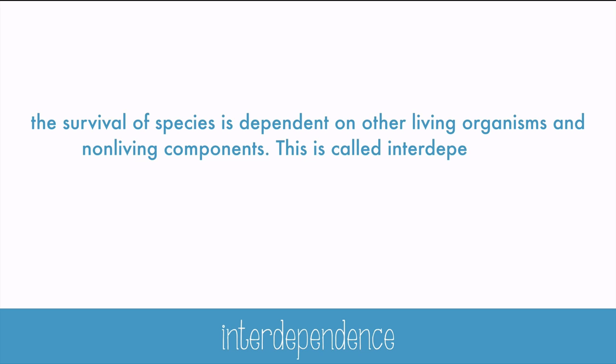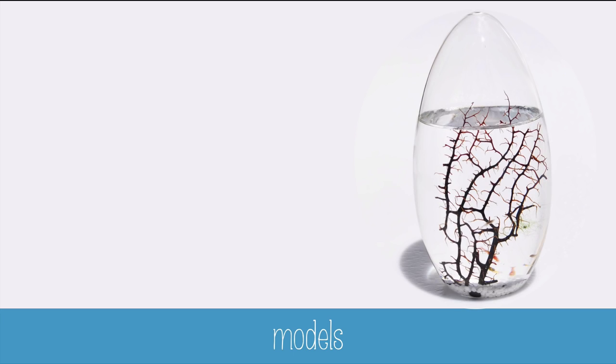The survival of any species is dependent on other living organisms and non-living components. This is called interdependence. For example, humans could not survive without plants to produce oxygen, and the plants need carbon dioxide from humans and other organisms, or even from volcanic eruptions. Ecology is extremely complex and difficult to study.